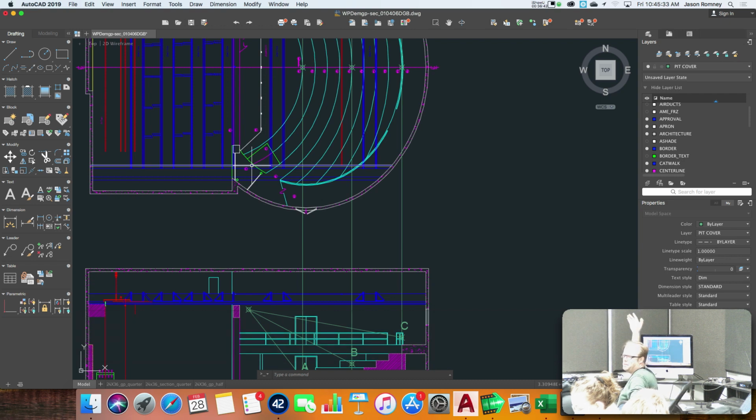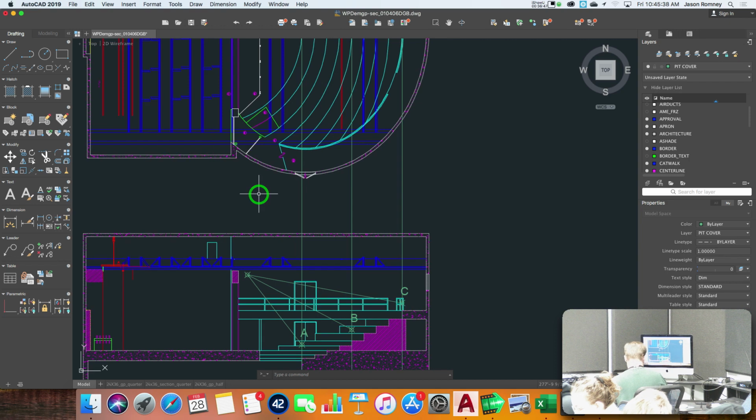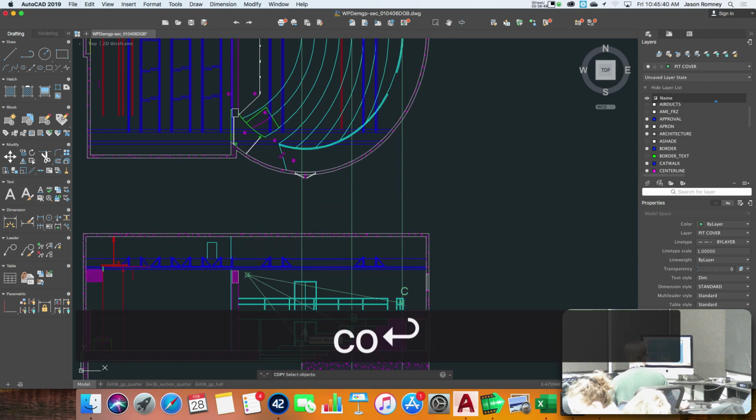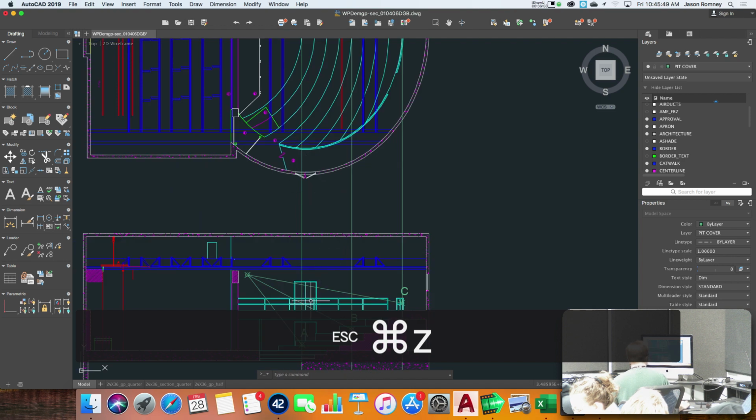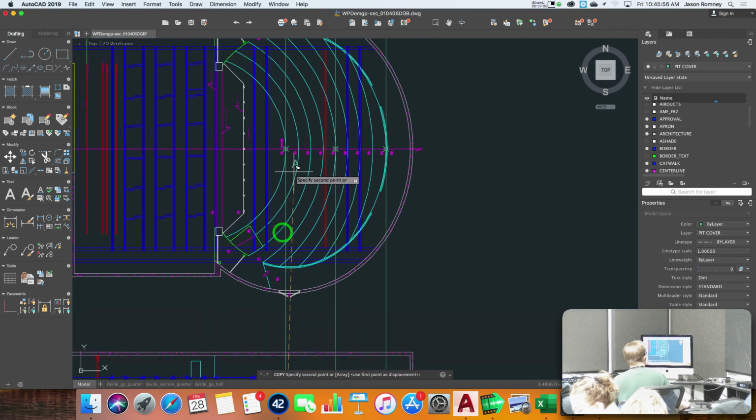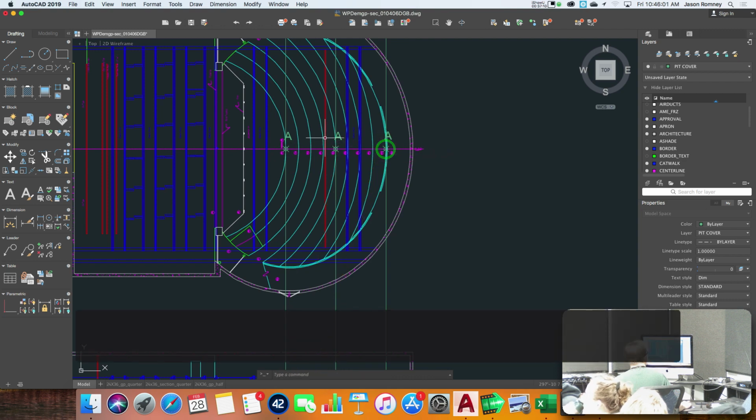Okay, so let me copy my labels over here. Oops, I copied the wrong thing. Put one there, put one there, put one there. So this will be B. This will be C.